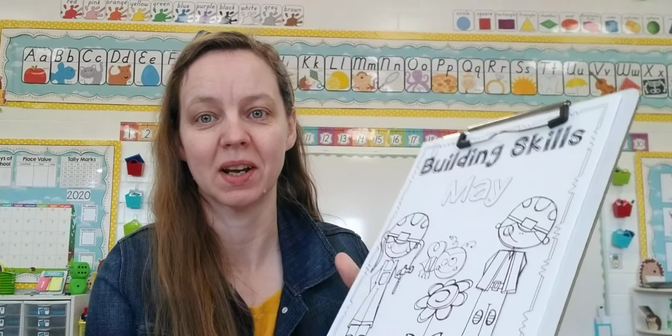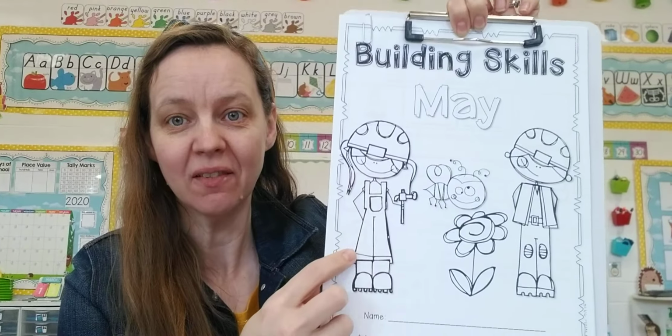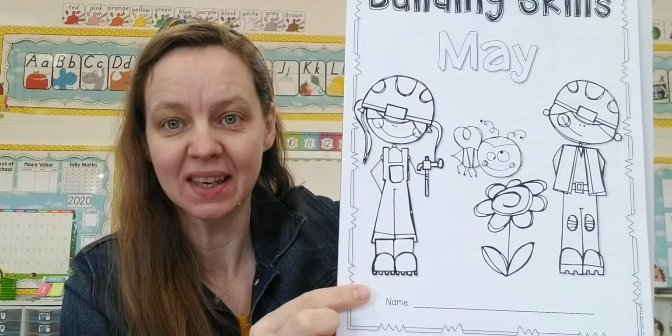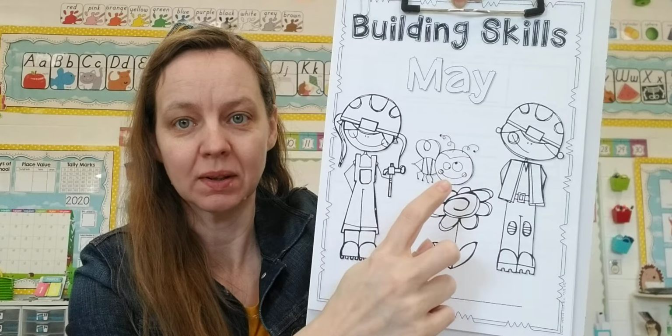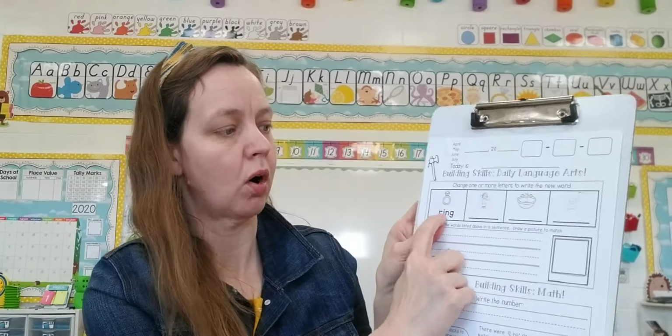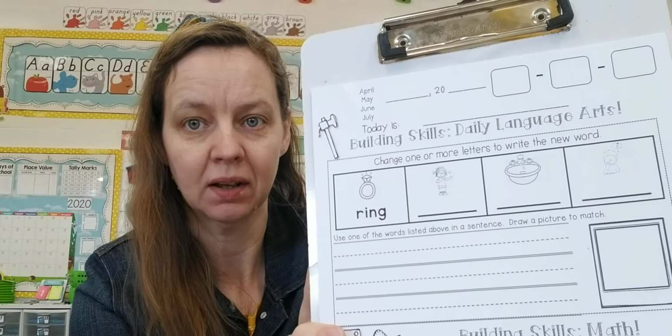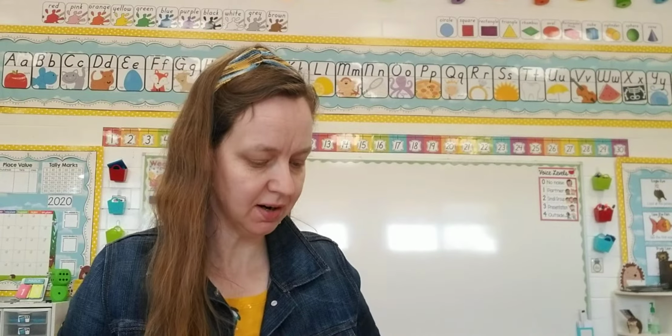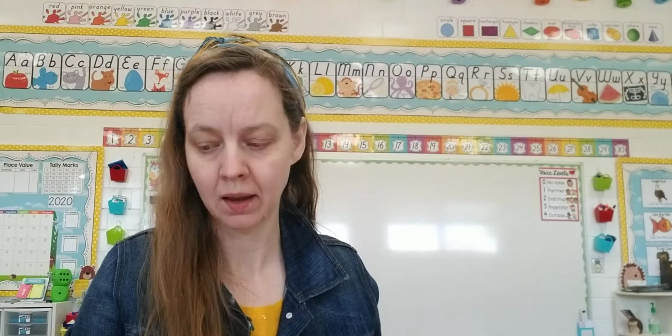All right, we are going to be working in your May calendar book. It looks like this. It's got those two friends with a flower and a bee on the front. And the first page has a ring and then three more pictures that we're going to rhyme with ring. So look for that page to get started. All right, hopefully everybody's there now and we'll get started.